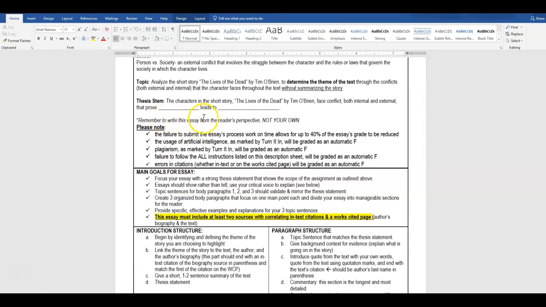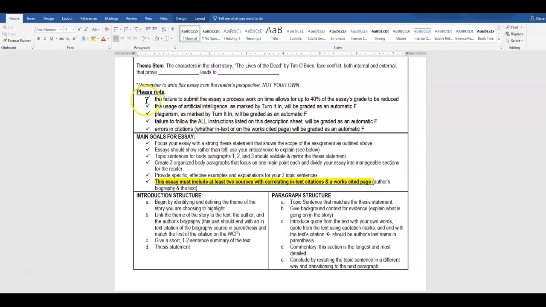Also remember to write this essay from the reader's perspective, not your own. That means you cannot use any first or second person pronouns. All of this is still true. You have to submit the process work. You cannot use artificial intelligence. You cannot plagiarize. You cannot use different citations. You do have to use my biography that I have posted on Blackboard. You must follow all instructions that are listed on this description sheet, and any errors in citations will be graded. All of these will be graded as an automatic F.